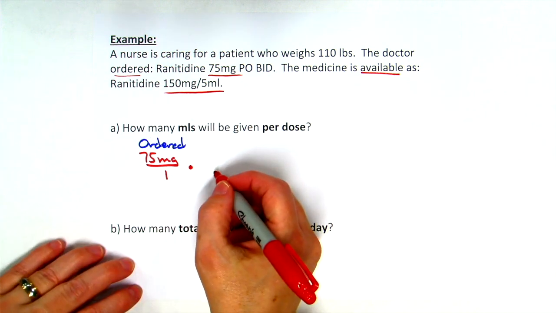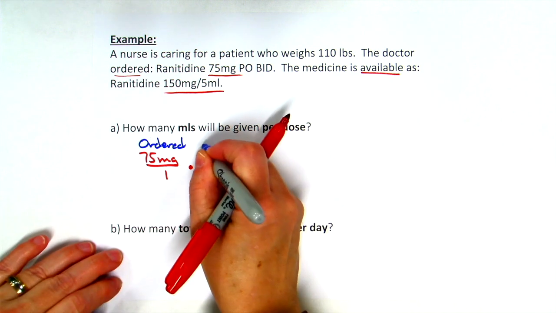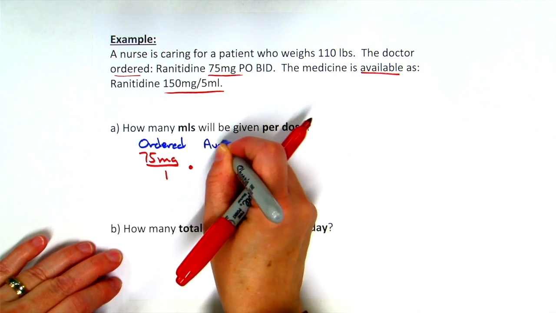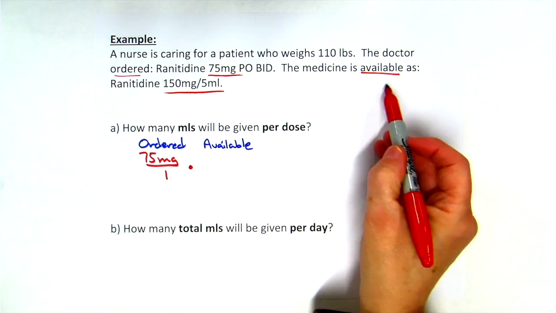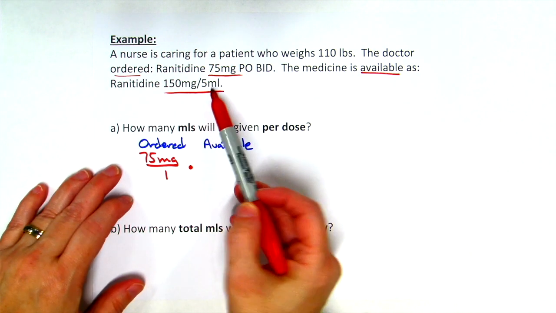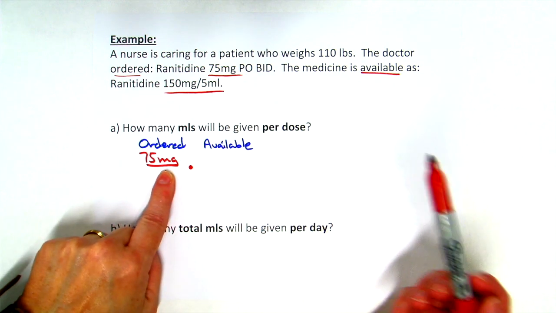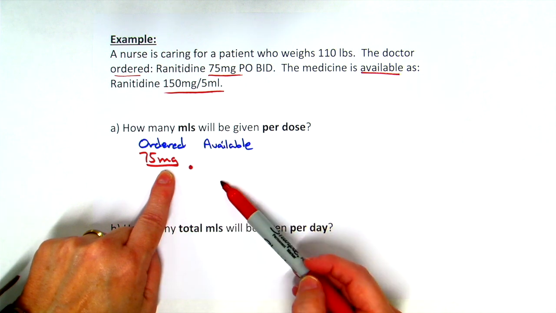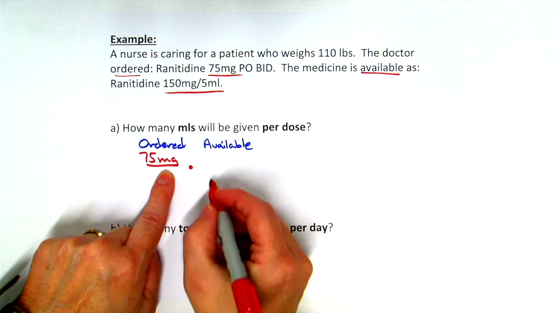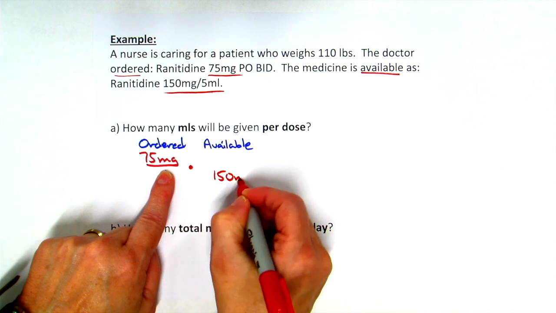So how am I going to line this up? I want to make labels cross out. It's available, I've got milligrams and milliliters. My first one has milligrams. So the only part that matches is the milligrams. I need the milligrams then on the bottom so it will cross out. So I'm going to write the 150 milligrams on the bottom.